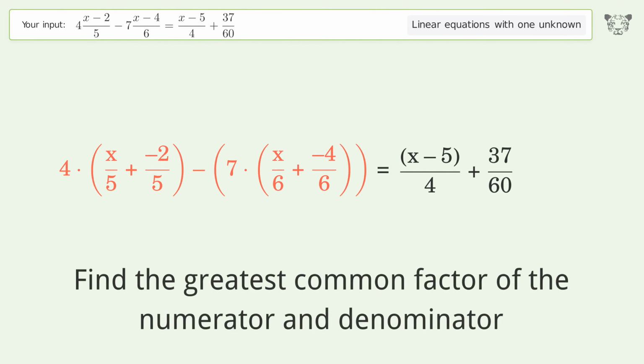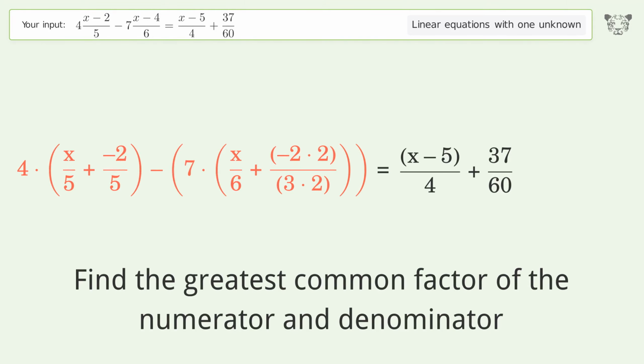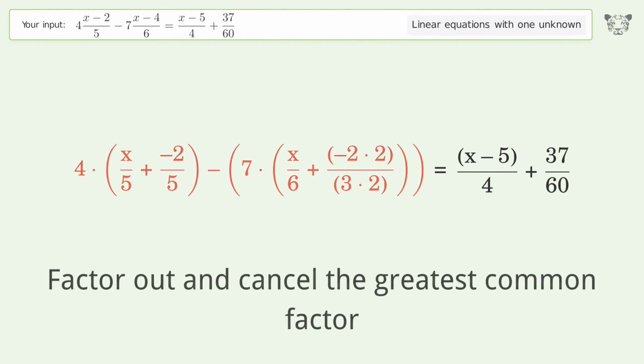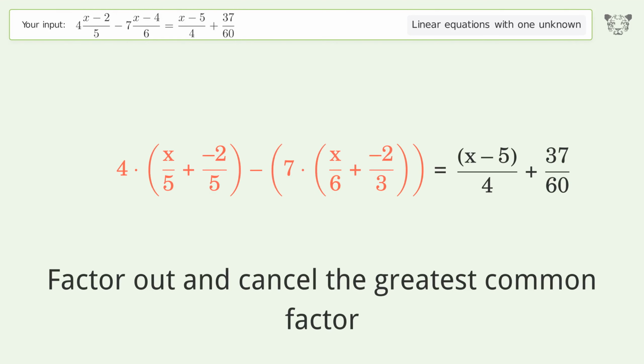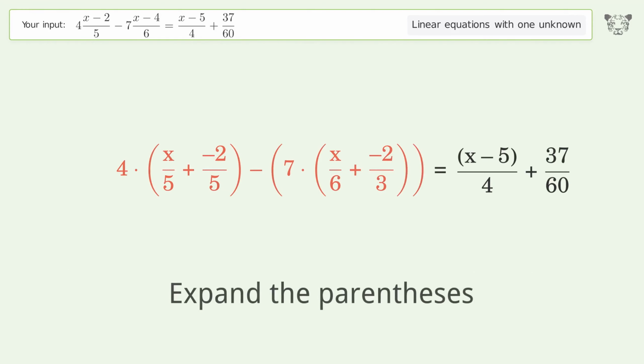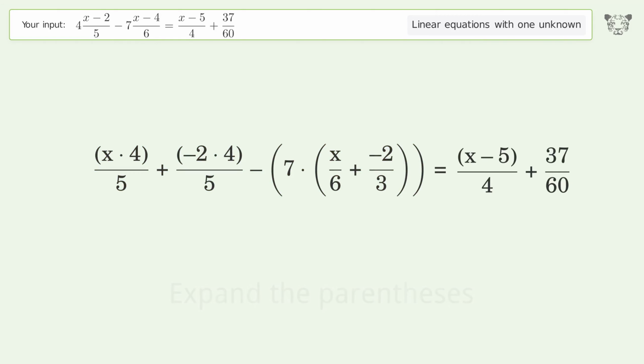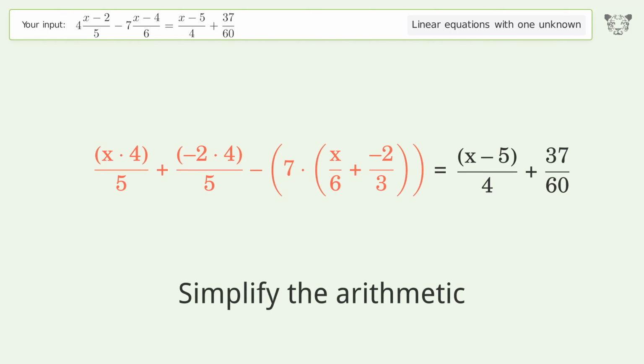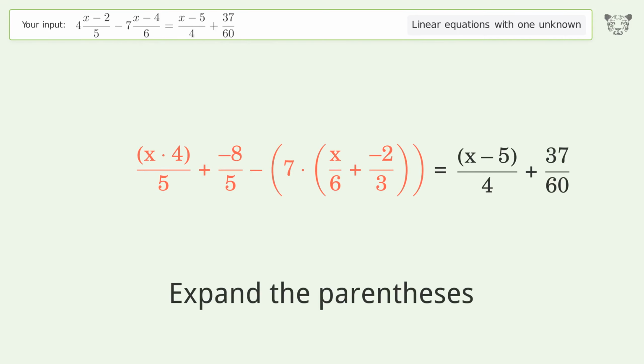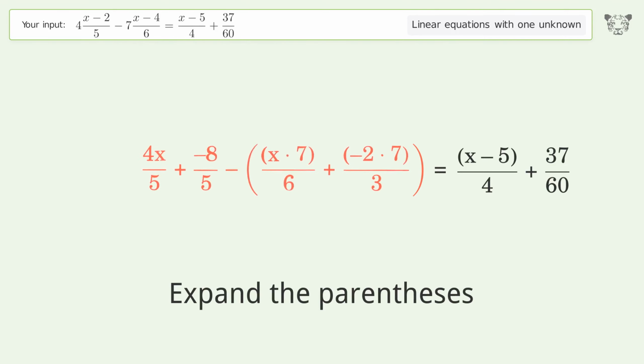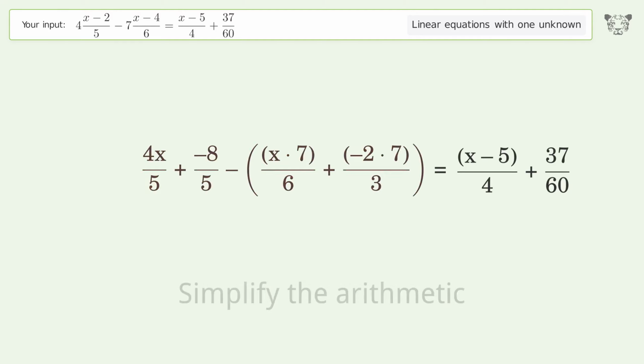Find the greatest common factor of the numerator and denominator. Factor out and cancel the greatest common factor. Expand the parentheses. Simplify the arithmetic. Expand the parentheses. Simplify the arithmetic.